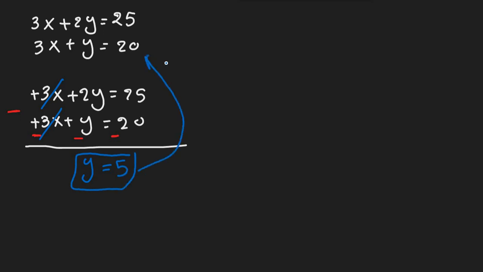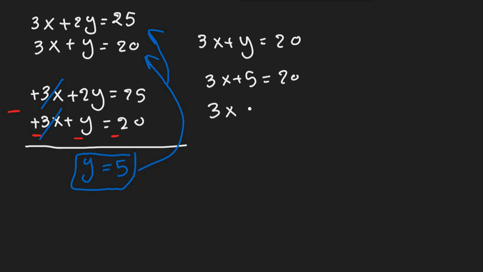Now we can substitute in the first or the second equation. For example, I will put it in the second one, 3x plus y equal to 20. Now y is 5, so 3x plus 5 equal to 20. 3x equal to 20 minus 5, and 3x equal to 15. x equal to 15 divided by 3, and x also equal to 5.